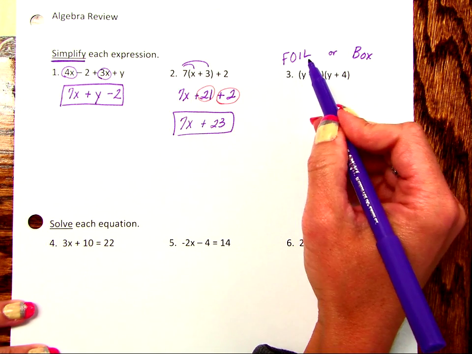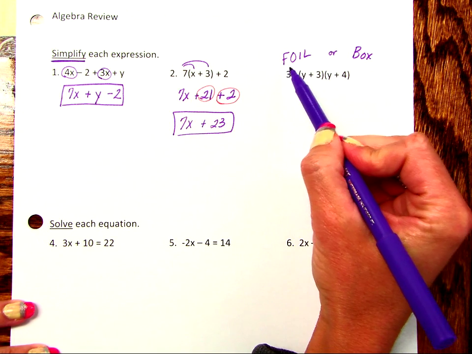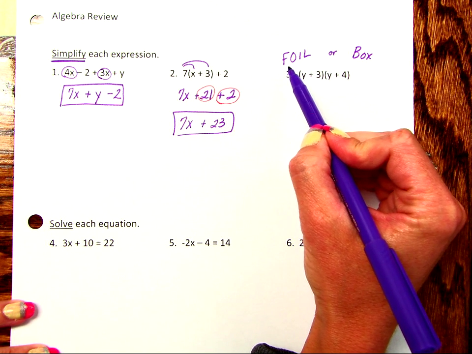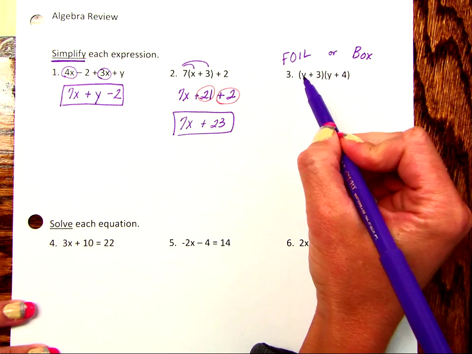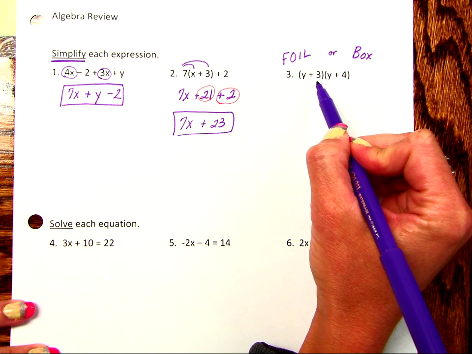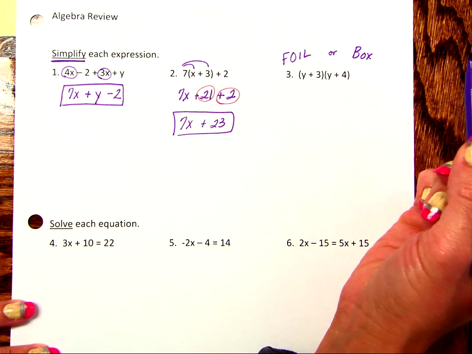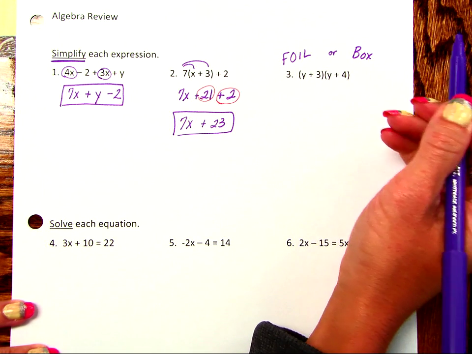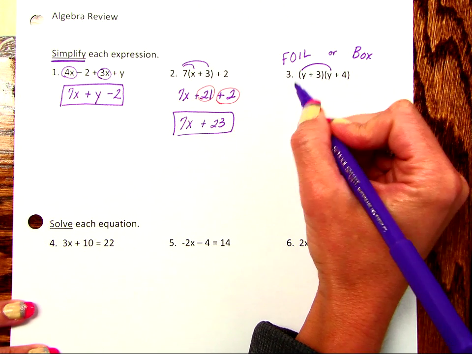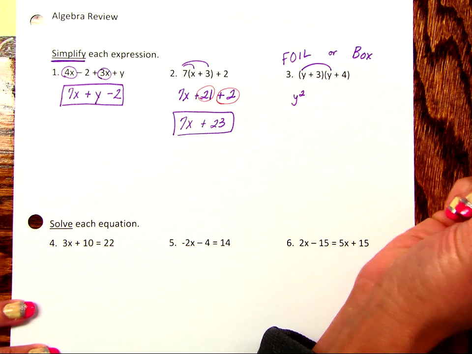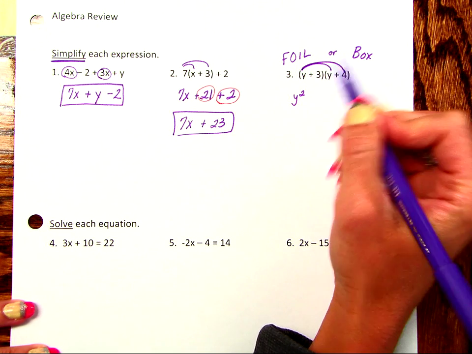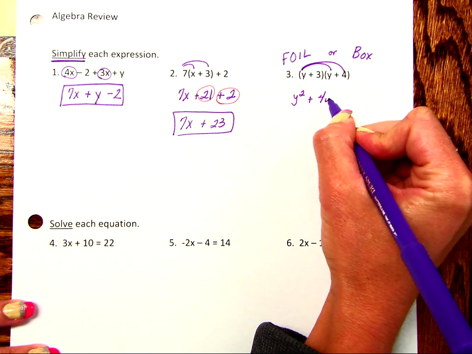I'm first going to show you the FOIL method, and remember that the letters F-O-I-L stand for first, outside, inside, last. Really what we're doing is we're just distributing. We're going to distribute our y first, and then we're going to distribute our 3. So when I FOIL, I take my first terms and I multiply them. Well, that's going to be y times y. And hopefully you remember that y times y is going to give me y squared. My outside terms are y and 4. Well, y times 4 is going to give me 4y.